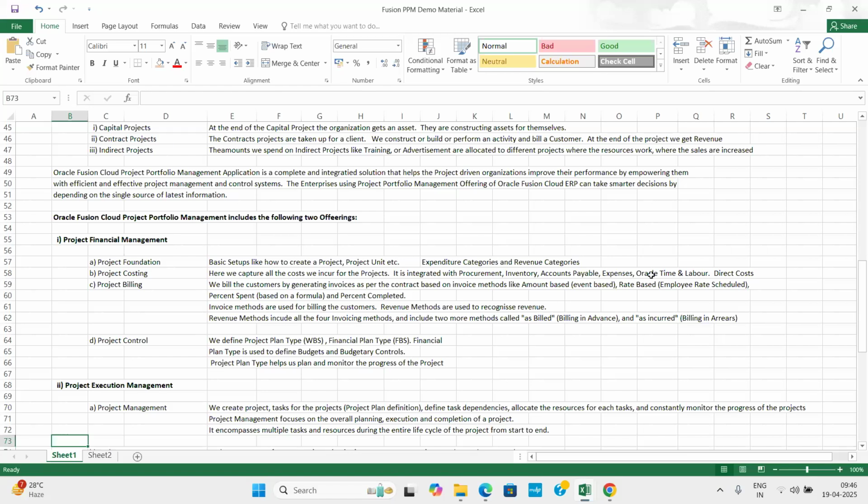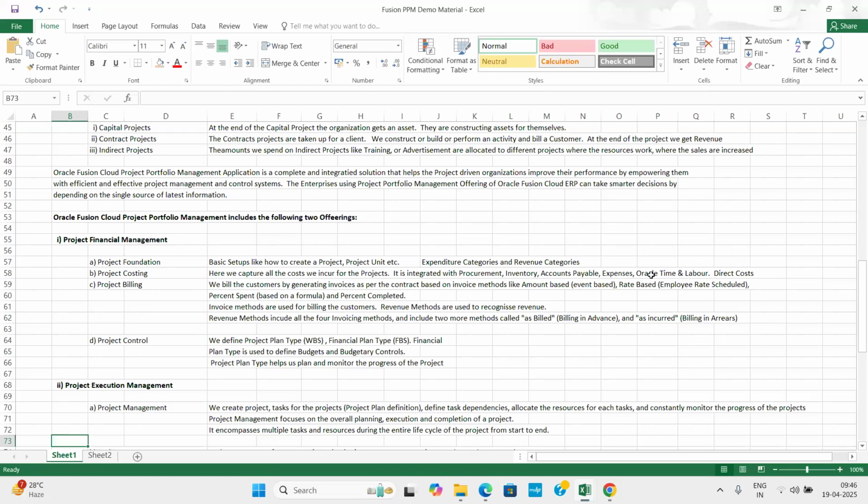Costing means how much you have spent on the project. That's the main aim of project costing. You may use material, you may pay vendor invoices, you may engage some consultants, or you may take part-time employees of your own company who supervise the work. All that comes under project costing. Totally, how much I have spent on the project is what the project costing application captures.